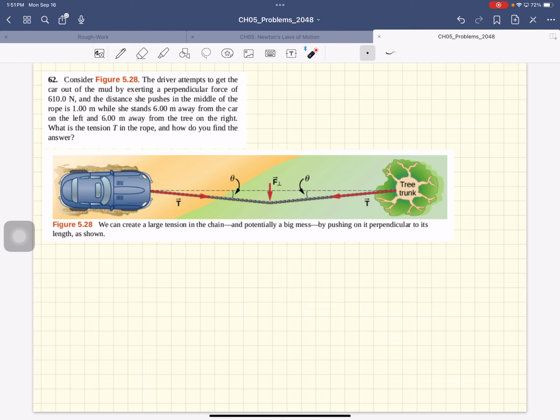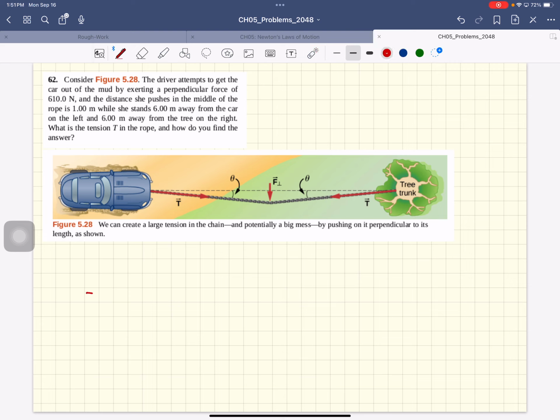The driver attempts to get the car out of the mud by exerting a perpendicular force of 610 newtons. So that's 610 newtons. And the distance she pushes in the middle of the rope is 1 meter. So this is 1 meter. And this is 6 meters, while she stands 6 meters away from the car on the left and 6 meters on the right. What is the tension in the rope? The tension in the rope is the effective force with which you're pulling the car.